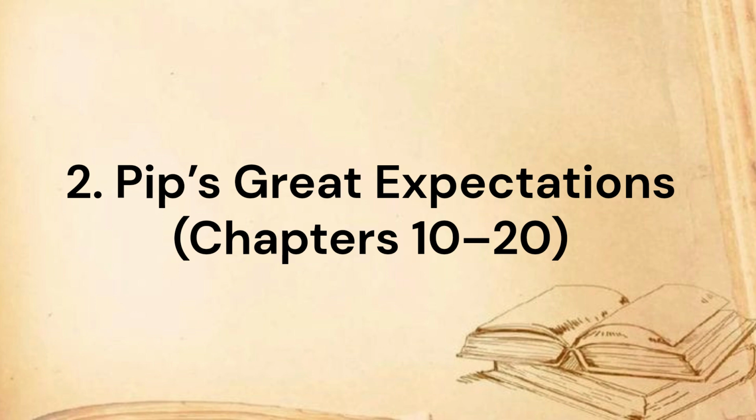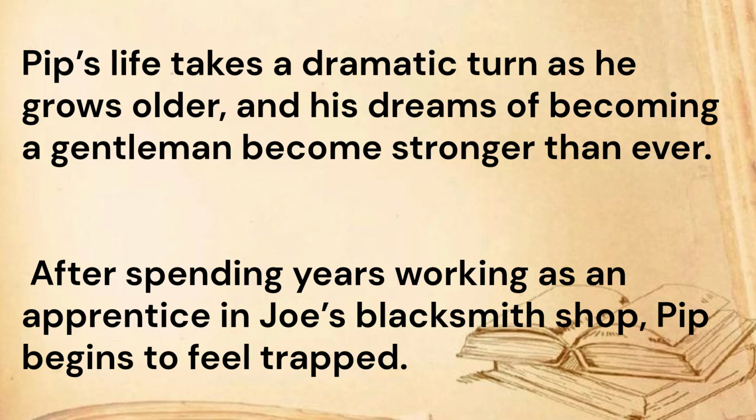Pip's Great Expectations, chapters 10 to 20. Pip's life takes a dramatic turn as he grows older, and his dreams of becoming a gentleman become stronger than ever. After spending years working as an apprentice in Joe's blacksmith shop, Pip begins to feel trapped.